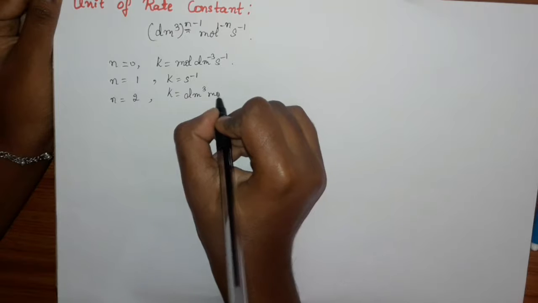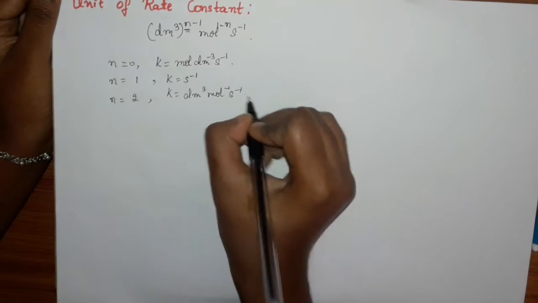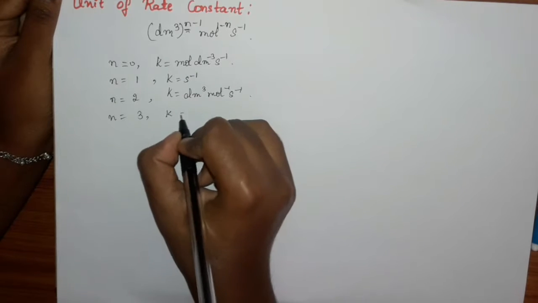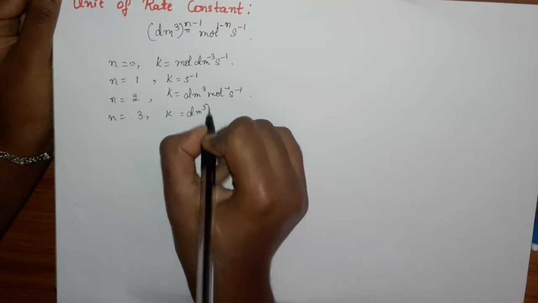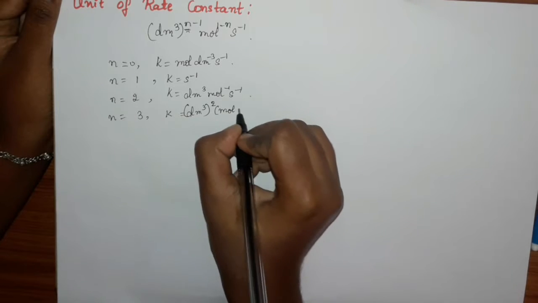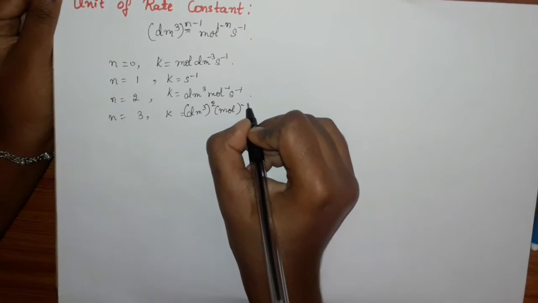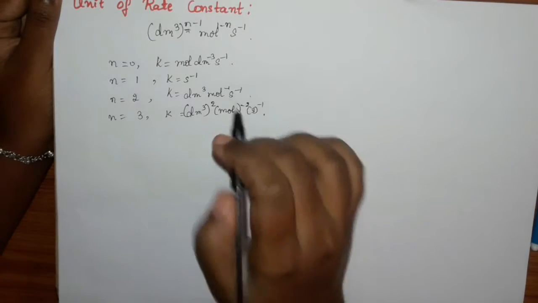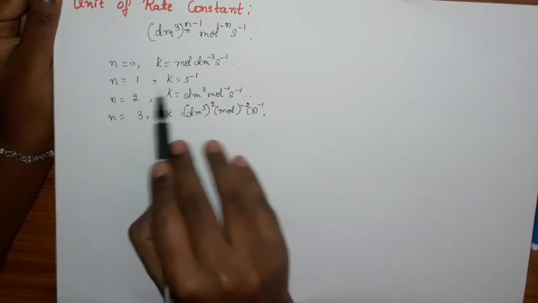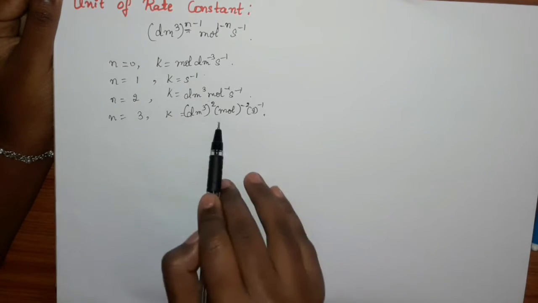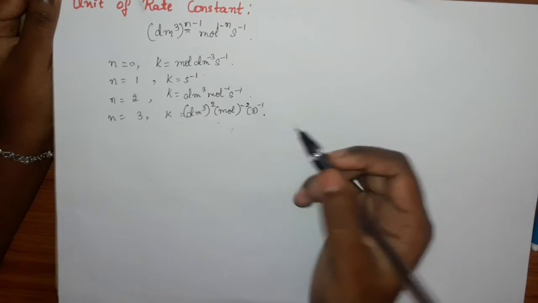dm^3 per mole per second, and for third order reaction it will be (dm^3)^2 mol^-2 s^-1. These are the rate constant units for zero order, first order, second order and third order reactions.